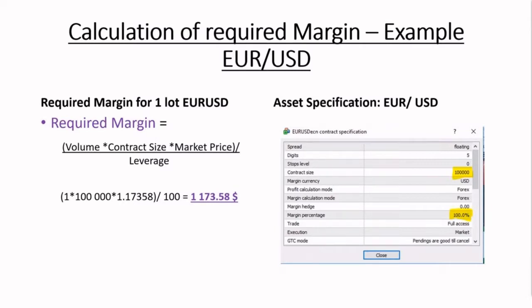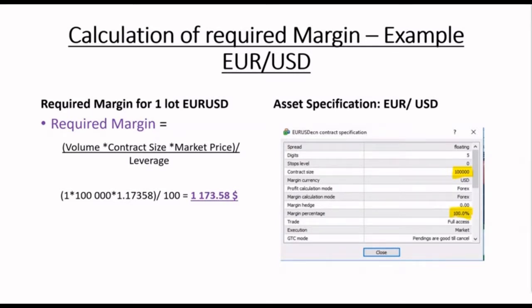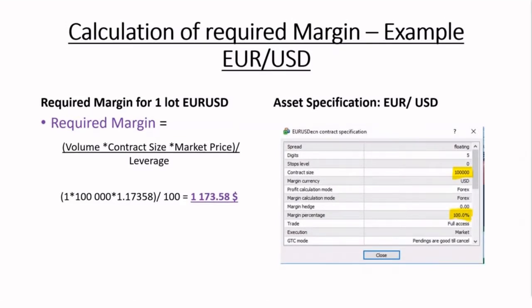Let's start with Euro USD. The formula of used margin is volume multiplied by contract size multiplied by current market price, divided by leverage. To find these parameters, contract size and leverage, please double-click on the instrument in your market watch and choose specifications. Here you can find the contract size and the margin percentage, which is the leverage.